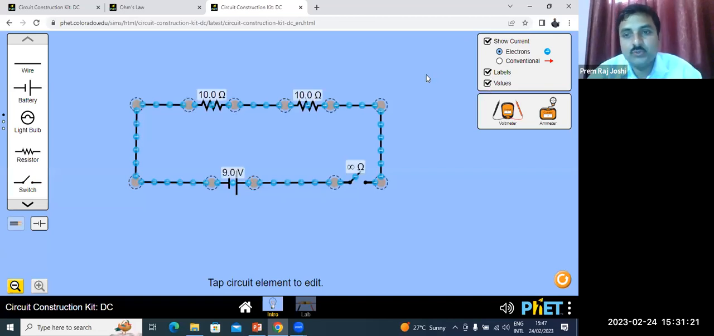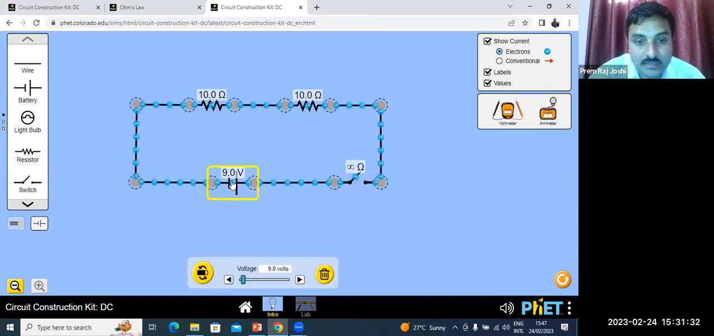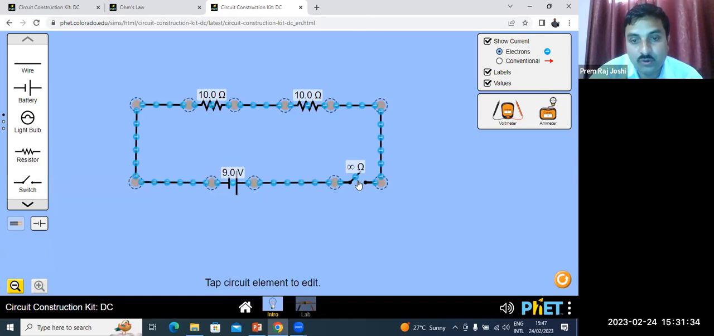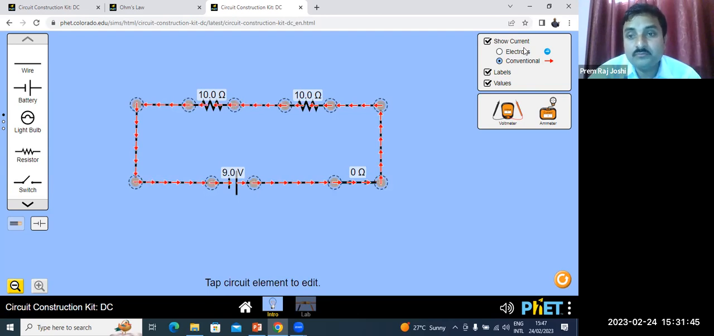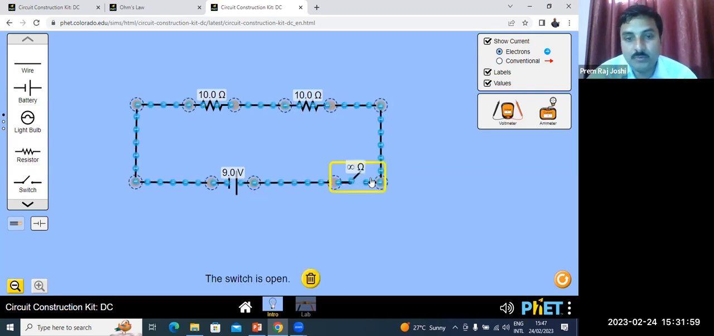If we click on this, it shows the values. The resistance value is 10 ohm, here also 10 ohm, and the battery's voltage is 9 volt, when we switch on, right? Now this is showing the flow of electrons. When we click on this, now it is showing the flow of conventional direction of the current, which always flows from the positive to the negative terminal. So if I click on this, it shows the flow of electrons, right? When I again click on this, the circuit will break down.